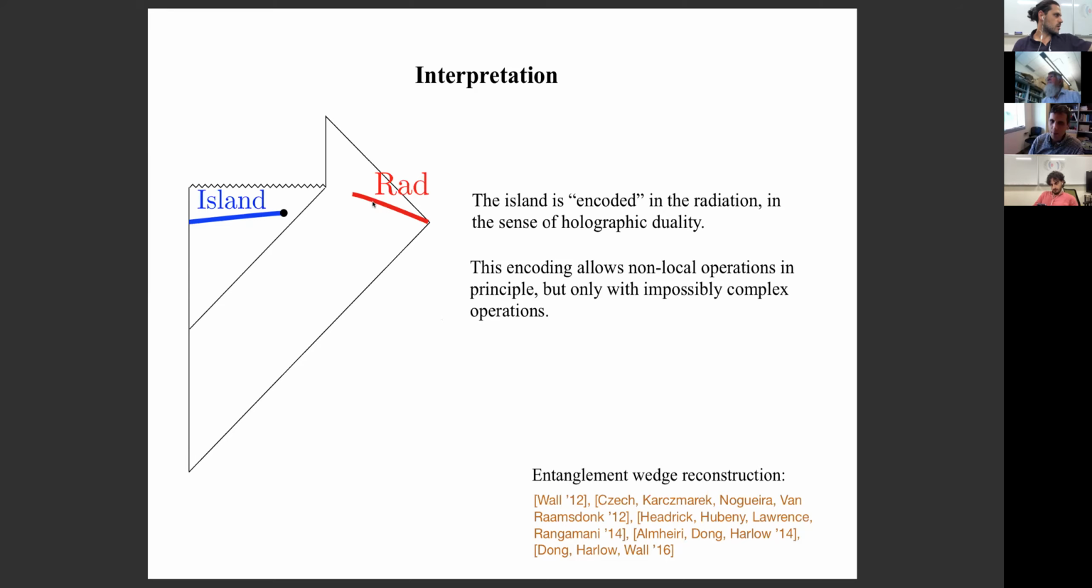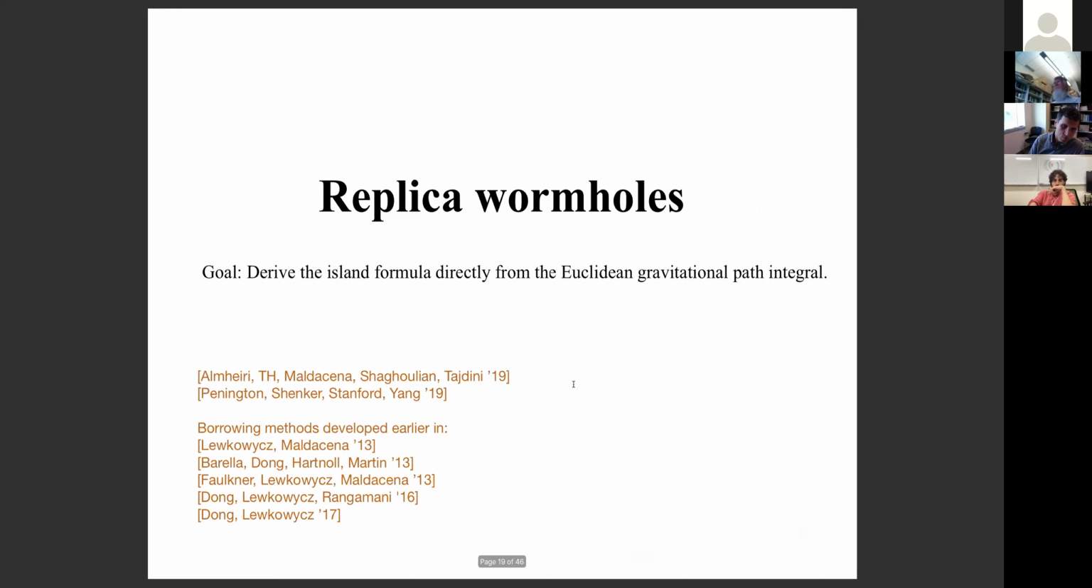In particular, any operators inside the island, like some field operator phi of x, where x is in this island here, is in principle actually an operator that you can build out of the radiation. So this encoding allows non-local operations in principle. If you have a very powerful quantum computer that can manipulate the radiation, you can do operations inside the island, but only with, for practical purposes, impossibly complex operations. It's extraordinarily complex. So this is the interpretation.